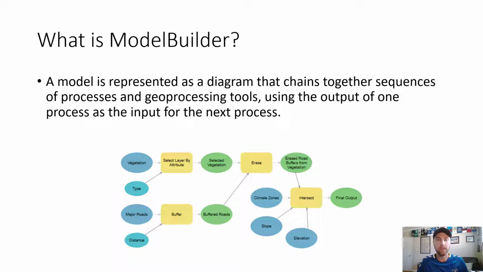So you are selecting a vegetation type by attribute. You will then have your selected vegetation, that's the output, and then that output feeds into the next, right? So we have two green ovals there, selected vegetation and buffered roads. Those then feed into the erase tool. The output from that then feeds into the intersect tool. So the output of one process is the input for the next. It's a flowchart like that, so there is a logical consistency from start to finish.